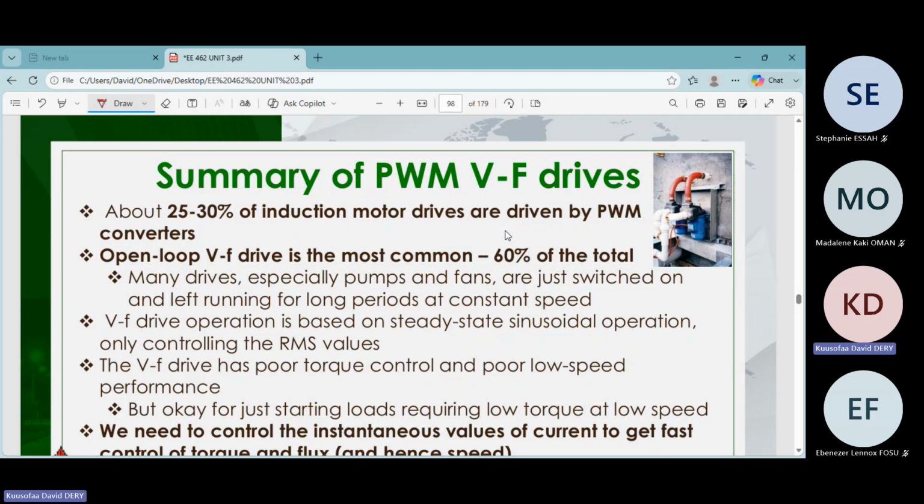Many drives, especially pumps and fans, are just switched on and left running for long periods at constant speeds. Because they are left at constant speeds, you don't need any feedback system to correct anything. The variable drive operation only controls the RMS values.